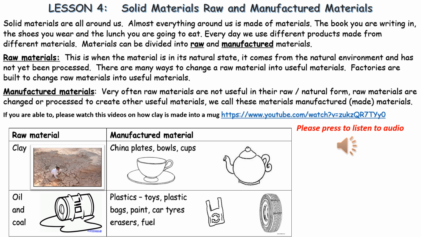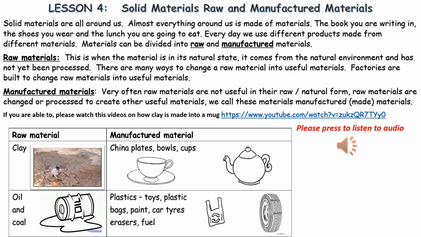In today's lesson we focus on just solid materials. We look at raw and manufactured materials. When I talk about materials, I don't mean the material that your clothes are made out of. I mean solid matter. For example, the chair you are sitting on, the paper you are going to write on, your pencil. Any solid matter can be either a raw or a manufactured material.